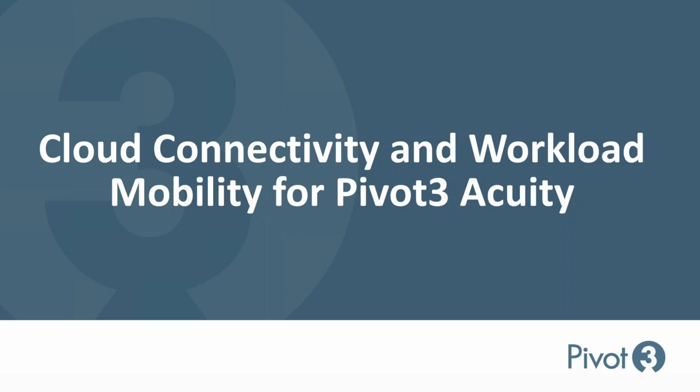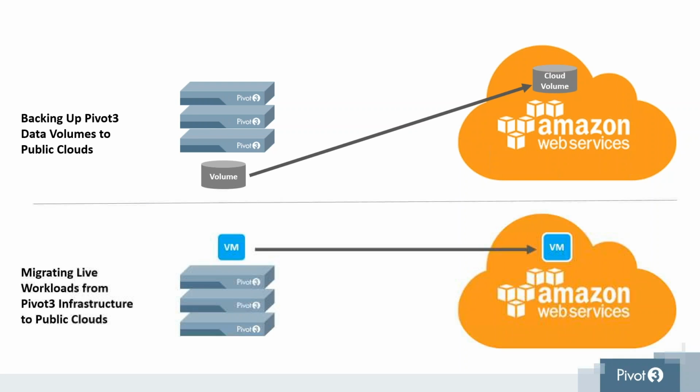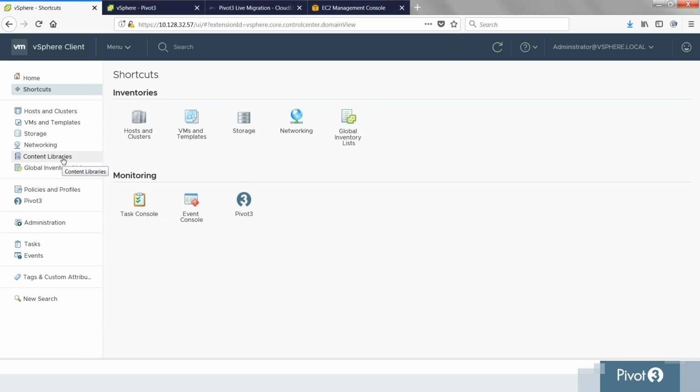Today, I'm going to show you a quick demonstration of cloud connectivity options for Pivot3 hyperconverged infrastructure. So we're going to look at two scenarios in this demonstration. In the first one, we'll see how we can schedule and apply cloud replication policies to Pivot3 volumes to back up data into Amazon Web Services Cloud using Pivot3 Acuity Cloud Edition. In the second scenario, we'll perform live migration testing of a running virtual machine from Pivot3 infrastructure into Amazon EC2 Cloud.